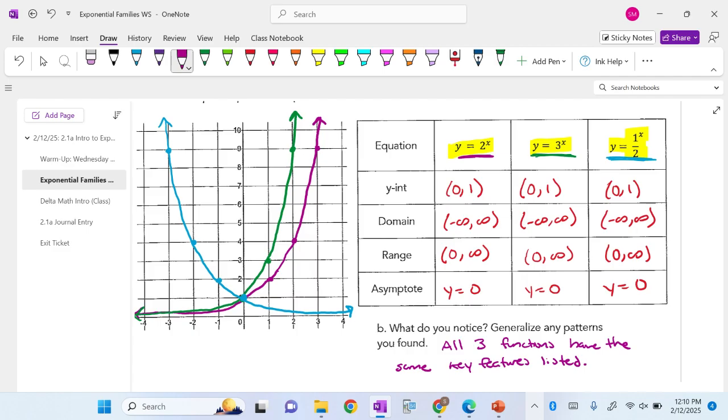However, if we look at the graphs, there still are some distinct differences. So the purplish looking graph is the 2 to the x power, the green is the 3 to the x power, and the blue is the 1/2 to the x power. What differences do you notice between the green and the purple? So 2 to the x power and 3 to the x power. There's no right answer here. I just want to know what you notice about those 2 graphs.